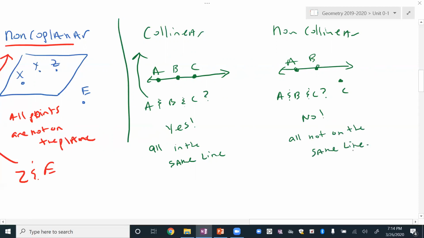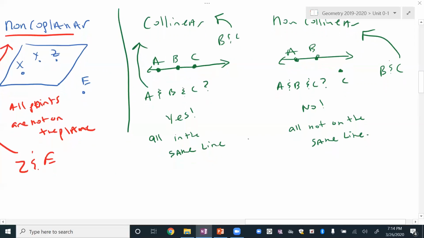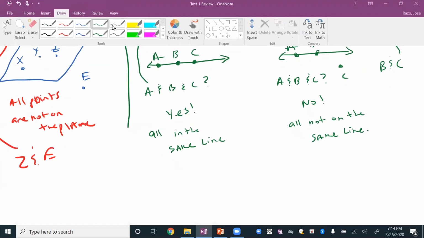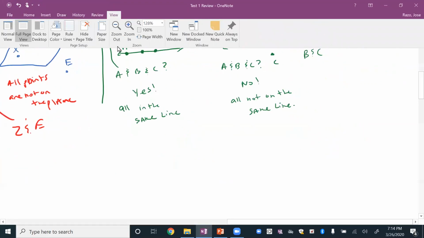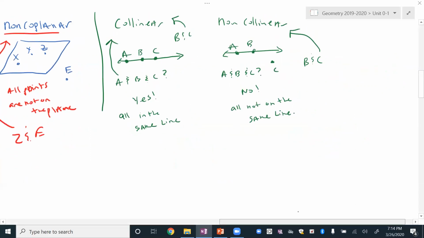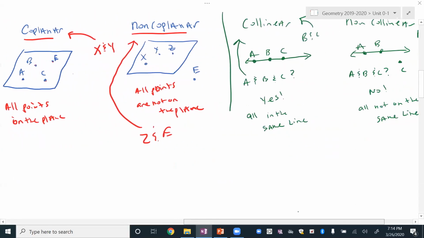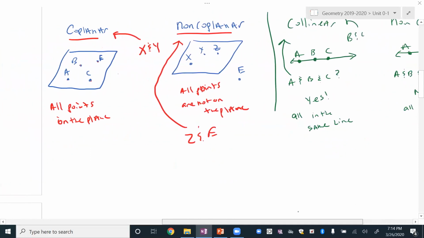Okay, so just be aware. You can say B and C are considered non-collinear. And in this case, B and C are collinear. Just be aware of these things that are going on. If you understand your notation, then you'll be great. If you understand these terminologies, these differences, these pictures, then you should be well off.